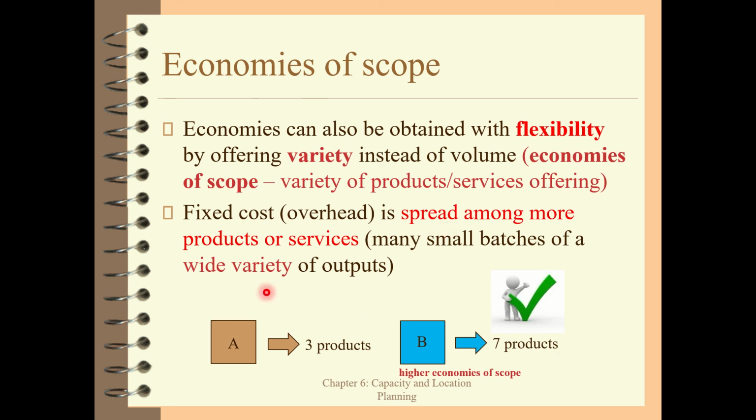Suppose we compare two systems, System A and System B. System A can produce 3 products. System B can produce 7 products. System B has more economy of scope than System A. The variety that System B can produce is much more than System A. This is the economy of scope concept.